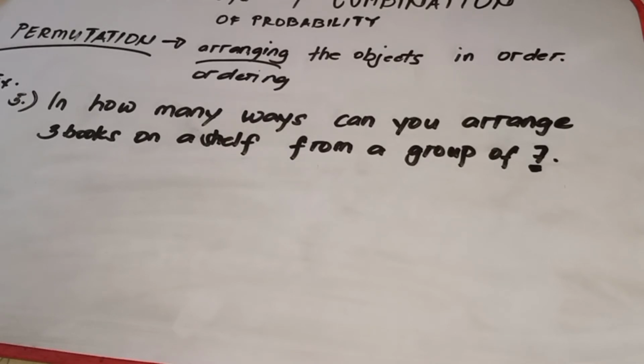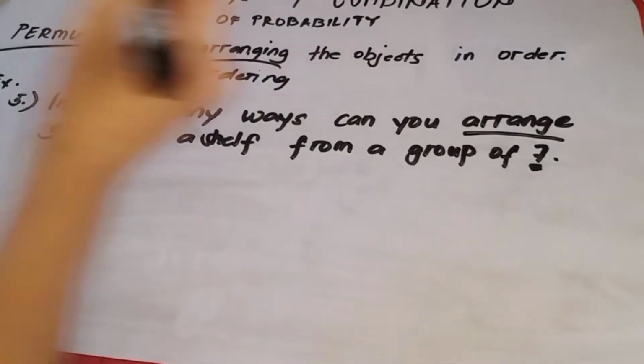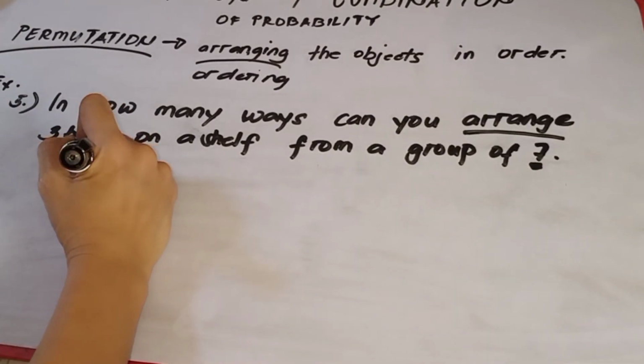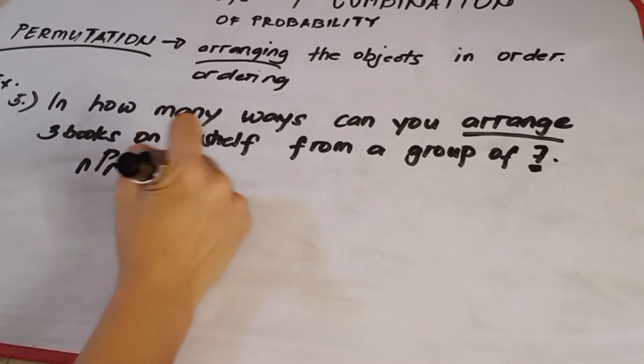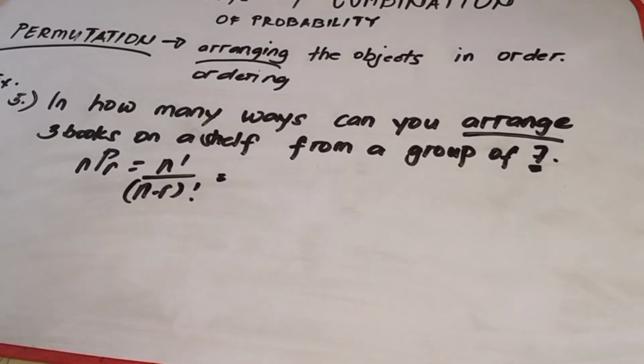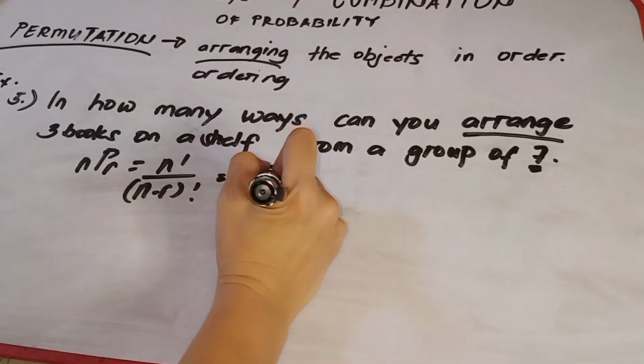Okay, so let's have another example. In how many ways can you arrange 3 books on a shelf from a group of 7? So in our example, what do you think? Is it a permutation or a combination? So, yung technique dito is to get the keyword. So, kapag nakita nyo yung word na arrange, that means that it is already a permutation. So, we are going to use the formula for the permutation. So, let's have the formula n factorial over n minus r factorial. So, ilan yung numbers natin that is included in our example? So that is in a group of 7.